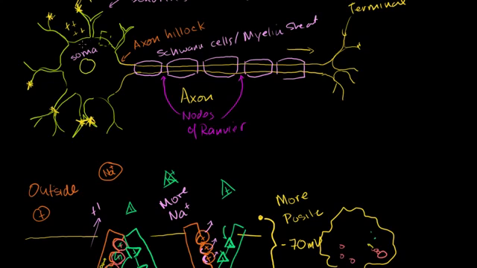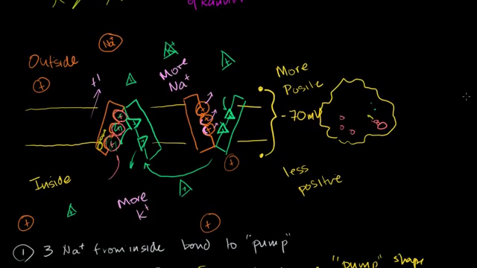Now, there might be one last question. You might say, well, gee, if this kept happening, if we just kept adding charge out here, our voltage difference would get really negative. The inside would be much more negative than the outside. Why does it stabilize at minus 70?